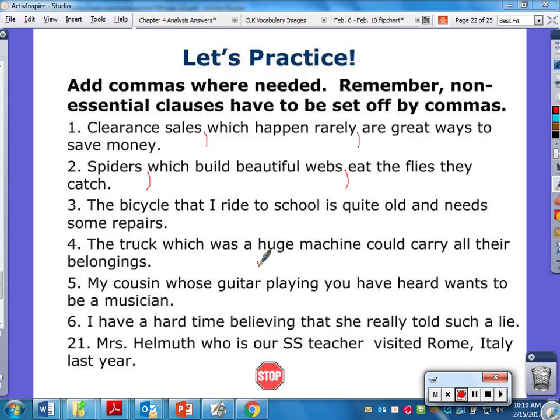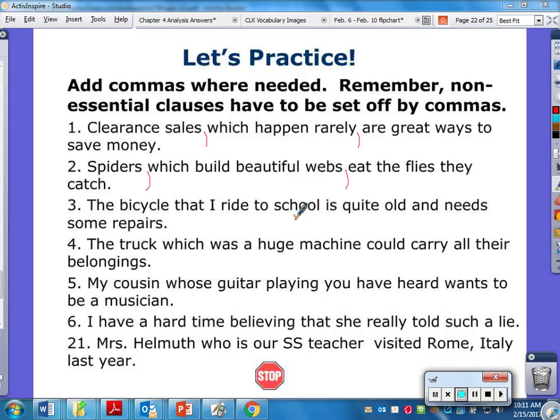Let's look at number 3. The bicycle that I ride to school is quite old and needs some repairs. Which bicycle are we talking about? We need this information right here, that I ride to school, because we don't know which bicycle we're talking about. So if we need the information, then there are no commas needed.